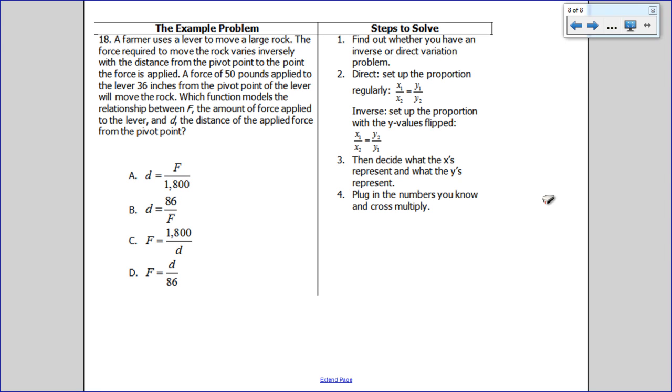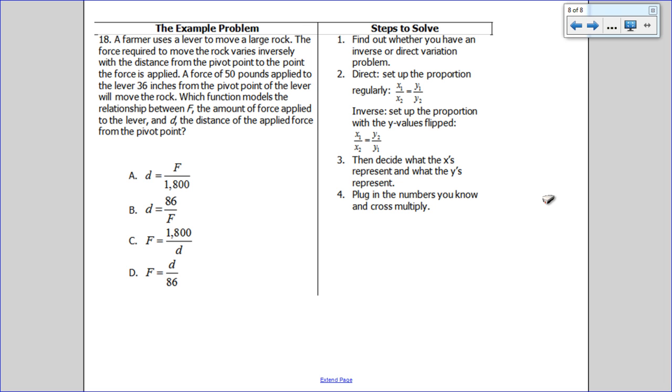All right, so correction problem number 18. A farmer uses a lever to move a large rock. The force required to move the rock varies inversely with the distance from the pivot point to the point the force is applied. A force of 50 pounds applied to the lever 36 inches from the pivot point of the lever will move the rock. Which function models the relationship between F, the amount of force applied to the lever, and D, the distance of the applied force from the pivot point?